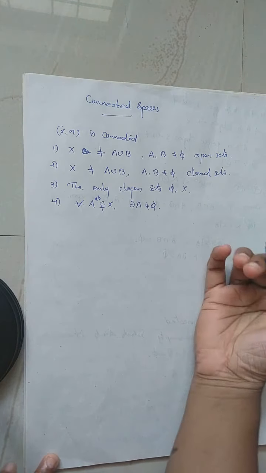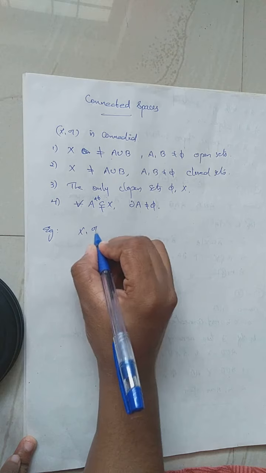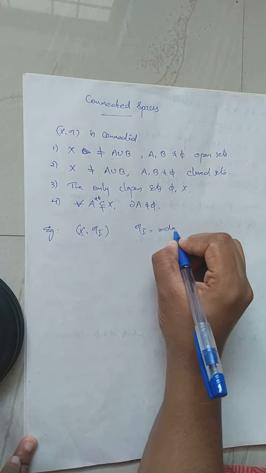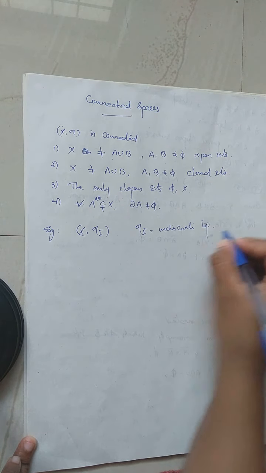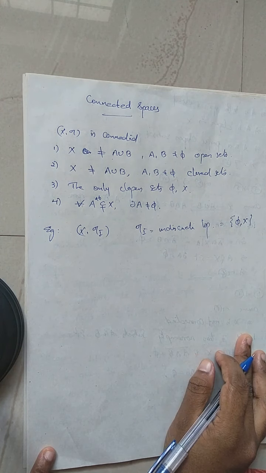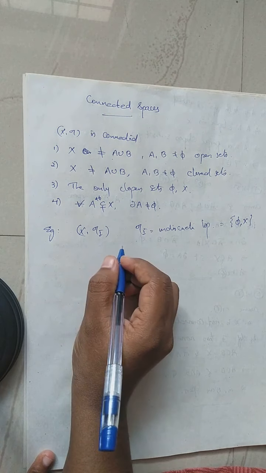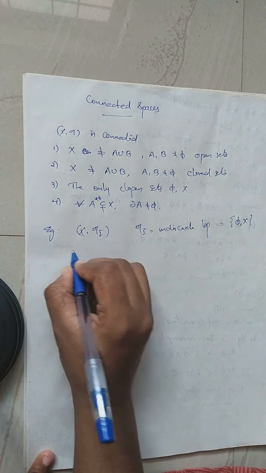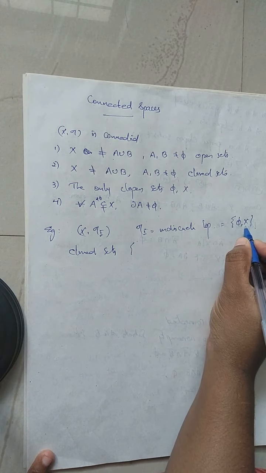Using these conditions, consider an indiscrete topological space. I denote the indiscrete topology as tau I. That means tau I is nothing but the empty set and the whole space. Then what are the open sets with respect to this topology? These are the open sets. The closed sets are the complements of these open sets.